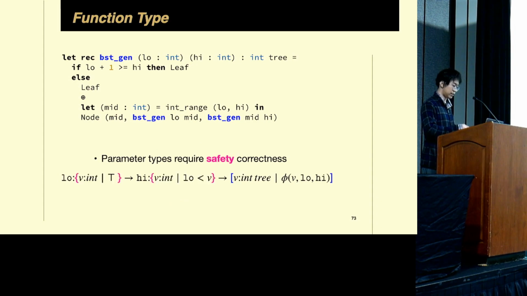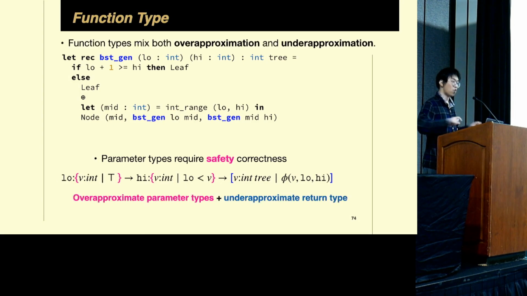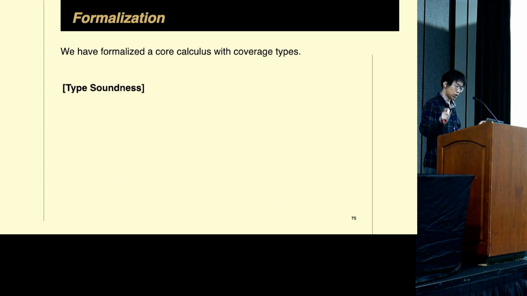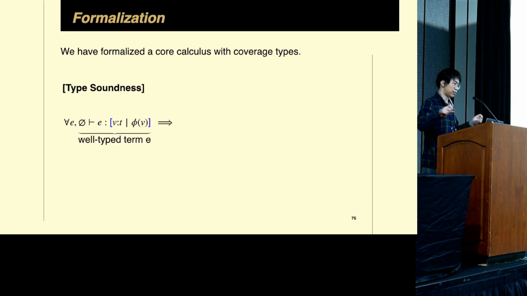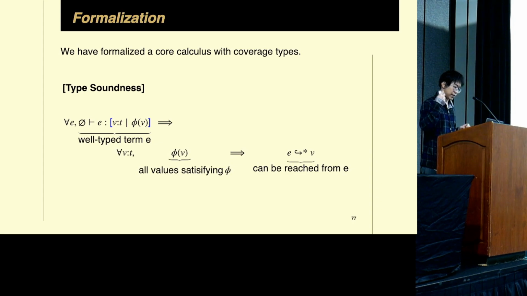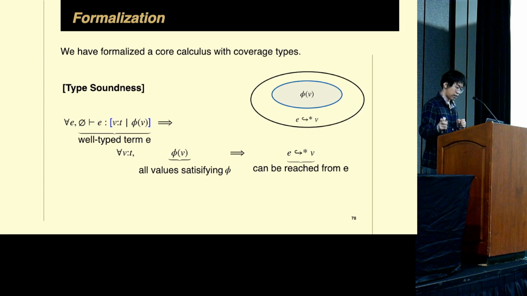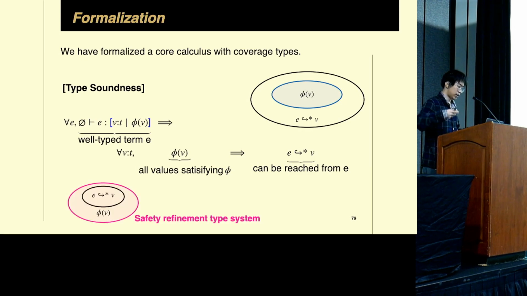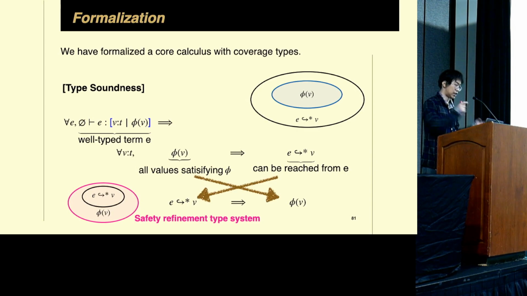So as we show here, that is a function type of BST-gen which has over-approximate parameter types and under-approximate return type. It means that the function type actually mixes both over-approximation and under-approximation. We have formalized a core calculus with coverage types, and our type soundness theorem says that for any well-typed term E with respect to a formula phi, all values satisfying phi can be reached from E. As we show in this figure, it means that all values E can reduce to can cover phi. That's quite different from the safety refinement type system, where the specification will cover all the values E can reduce to. So you can see in this implementation, the left-hand side and right-hand side are inverted.